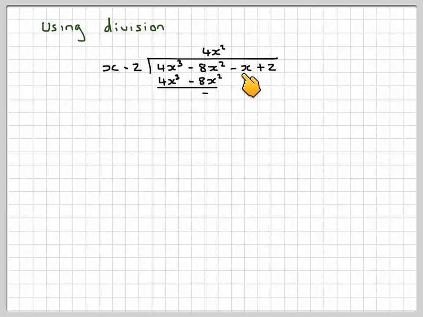So what we do then is we bring down the next term, which is minus x, and then we do minus x divided by x, which gives me minus 1. Bring down that 2 as well, and we're going to have minus 1 times x, which gives me minus x, and minus 1 times minus 2, which gives me plus 2. Then we get no remainder. This is what we expected, because this was actually a factor.